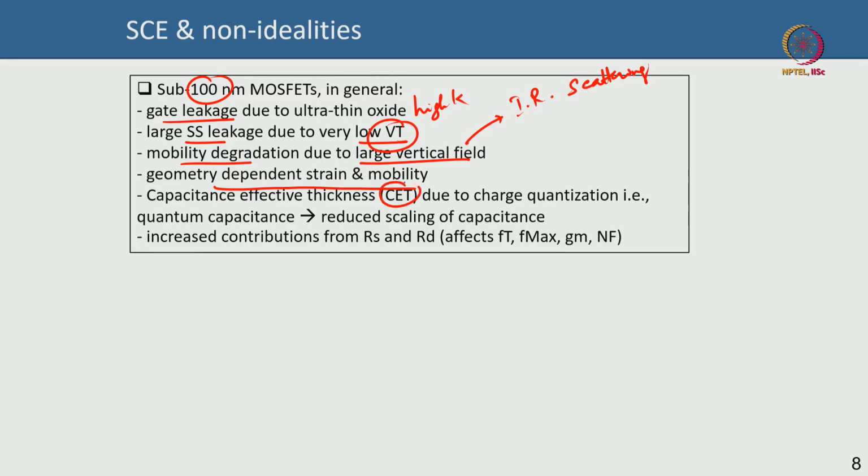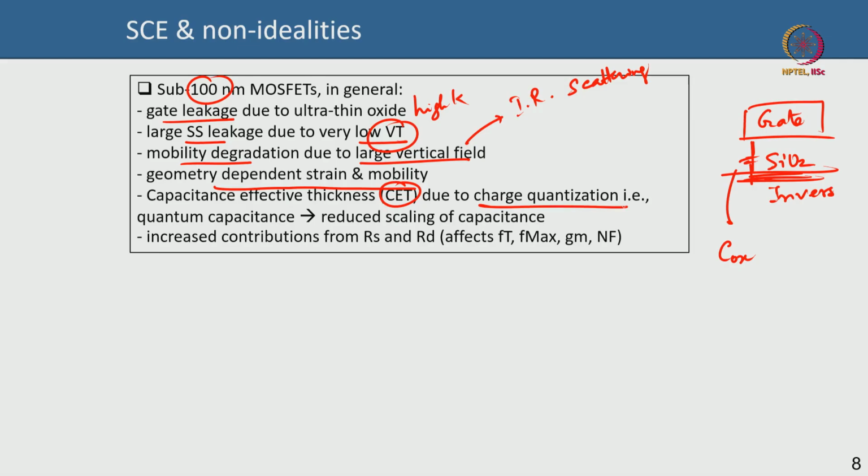And then there is something called capacitive effective thickness. Consider the capacitance that you actually get between, say, a gate, which can be a metal gate for instance, and then you have SiO2, and then you have an inversion layer that forms here. This capacitance, which ideally should be just the oxide capacitance, actually is not the oxide capacitance because of some other reason. There is charge quantization, and there is this quantum capacitance that comes in, we will see that. This increases the effective thickness of the gate to channel, and that reduces the total gate capacitance.